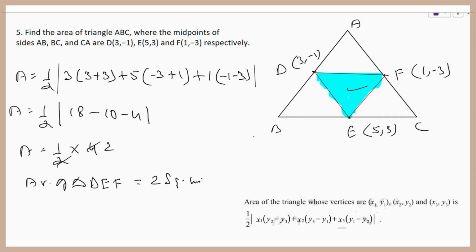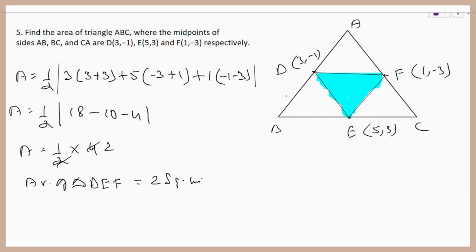And as I said, the area of this triangle is 1/4 of the original triangle. So in a way, we can say that the area of triangle ABC will be 4 times the area of triangle DEF. So 4 times 2 is how much? 8. So we'll say it is equal to 8 square unit. That's the final answer for this question.